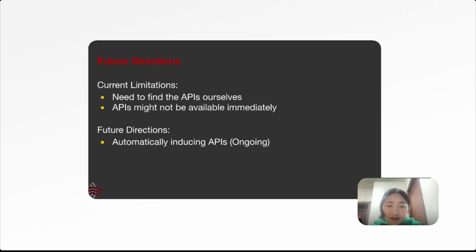So to solve this, we are currently working on a project that could automatically induce APIs. This will not rely on websites' current APIs, but instead, we will use approaches to induce new APIs based on the task itself, and this could solve the limitations that the APIs are not available online or we need to find the API source ourselves. This could enable more generalization towards future incorporation of more other websites into the API-based approach.